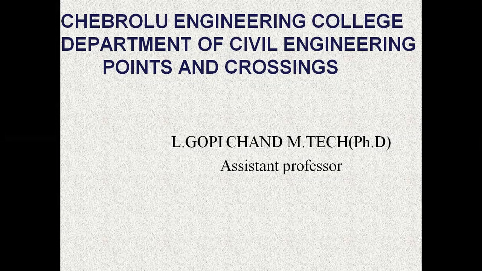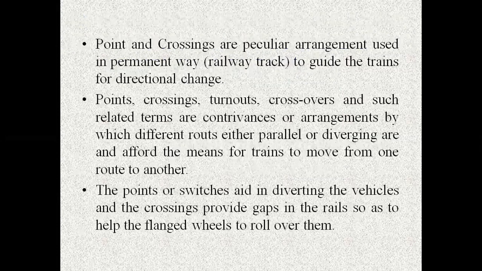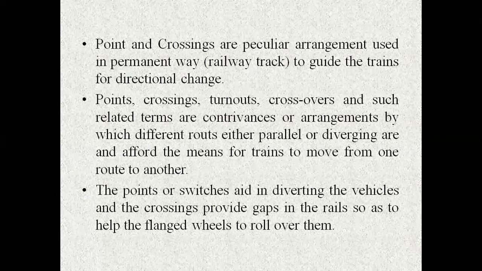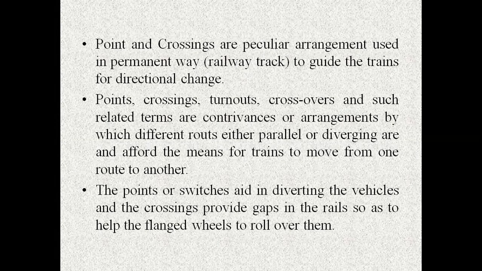In this lecture, we are going to discuss what the different types of crossings are, the different types of turnouts, and also types of switches, like the three-way switch. The main point is that points and crossings are a very peculiar arrangement used in permanent ways to guide the trains for directional change. These points and crossings help the train to change its direction.